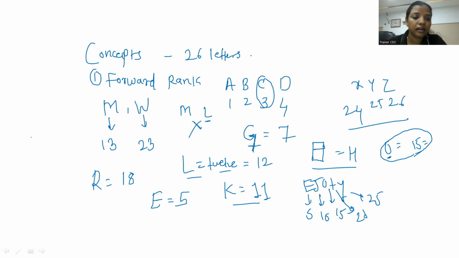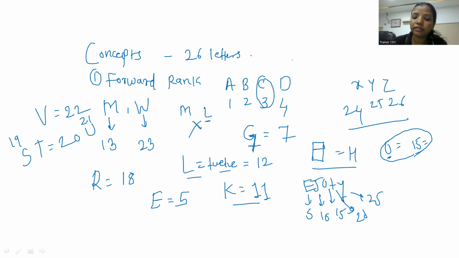Then what letters are remaining? Then V. V denotes victory, double two. So it is 22. Then T. T20 World Cup. So T is 20. If you know T, before and after T we have STU, right? Before T, it is 19. U is 21. Understood? So this is how you can remember the forward rank. Now, remembering forward rank is easy in this method.